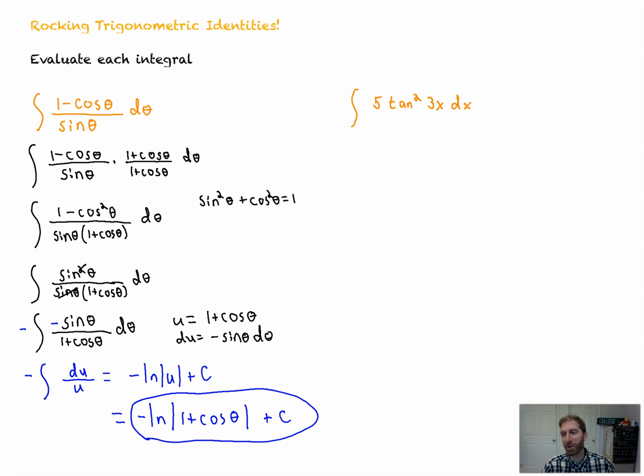All right, if that didn't whet your trigonometric appetite, I don't know what will. Let's do this one. So tangent squared comes up not too infrequently. I've seen this on some tests. That 5's there just to distract you. So pull that 5 out. You have tangent squared 3x.